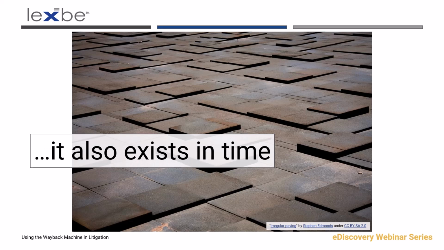But the web also exists in time. It has a temporal topography. Websites are initially published, subsequently updated, and disappear at different times. Any given web page that we visit may be the version of that page that has existed for minutes or for years.